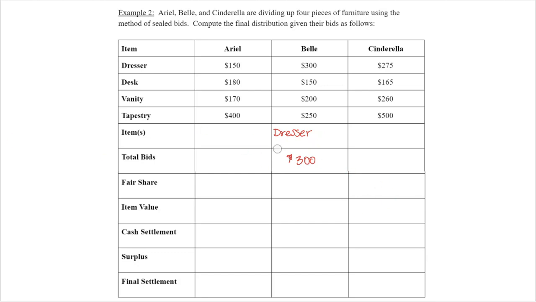Oops, that's the wrong place to write that. It is down here. The desk. Ariel thought the desk was worth the most at $180. The vanity. Cinderella thought the vanity was worth the most at $260. And then the tapestry, Cinderella also thought that was worth the most, so she will get that as well at $500. So her total will be $760.